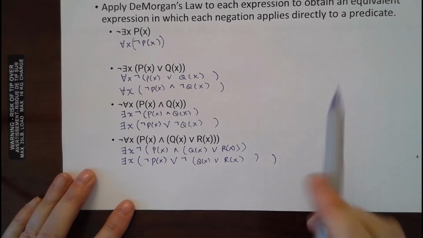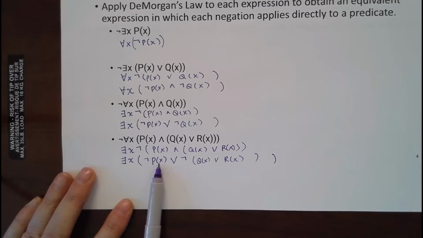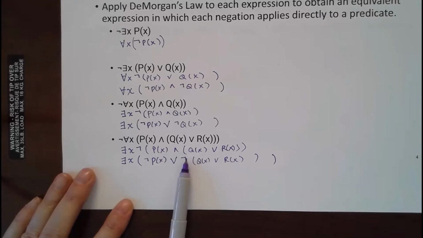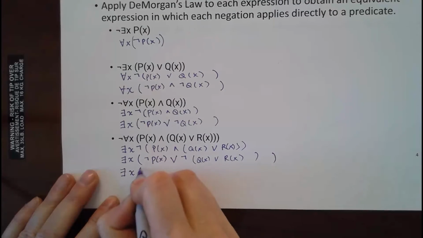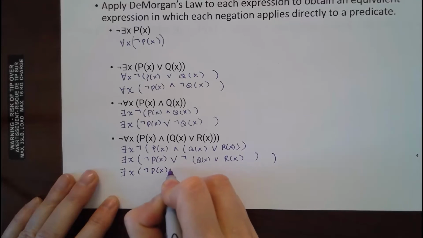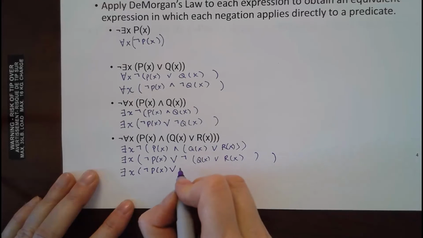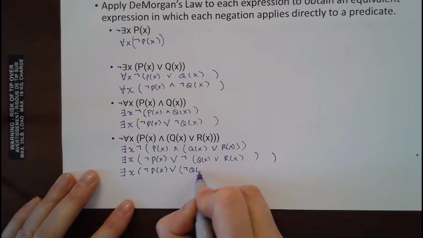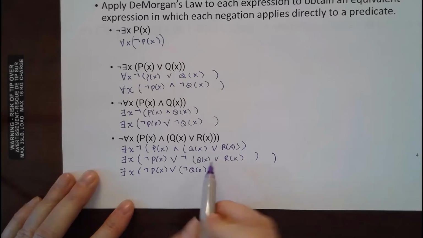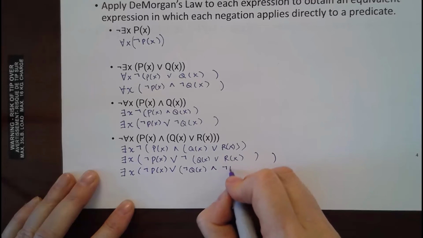And now, do we have every negation applying directly to a predicate? Well, this negation applies directly to a predicate, but this one doesn't. So we need to keep going. So this one's fine. But this one, we need to apply De Morgan again. And I'll just go ahead and put parentheses, this is going to be not Q of x, and then this will change into an and, then not R of x.